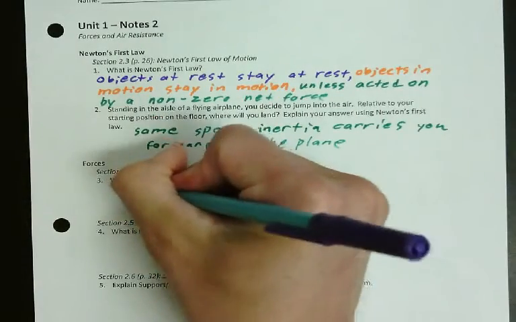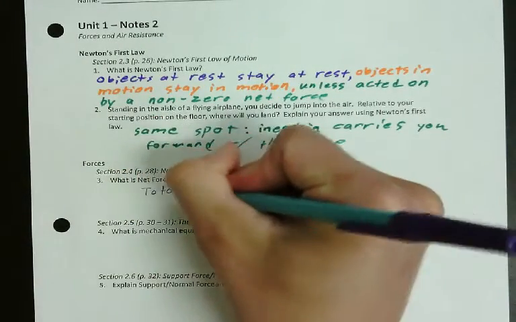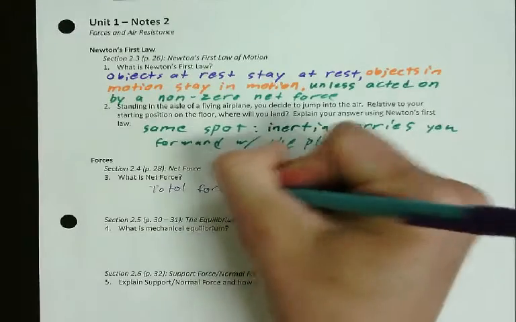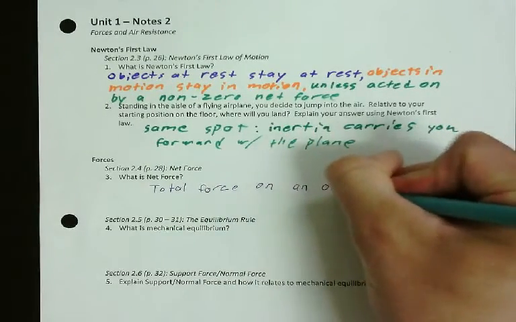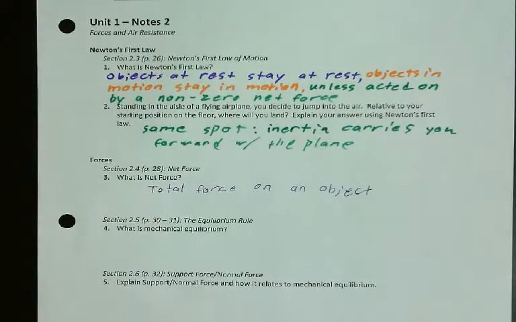Net force is total force on an object. So you add all the forces together. Forward things are positive, backward things are negative. You can only do one direction at a time. We'll get there when we get to the practice. But right now, total force on an object.